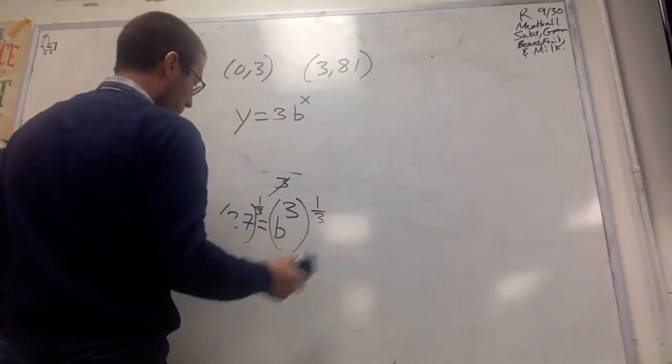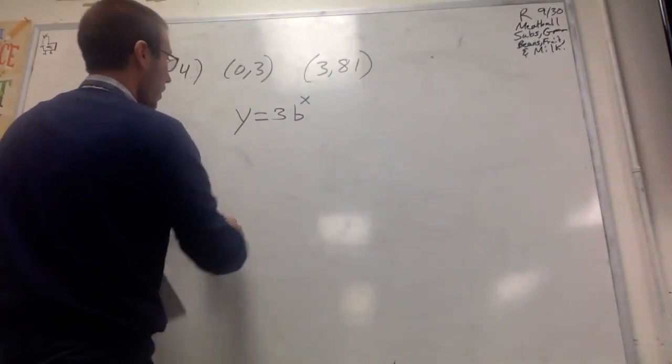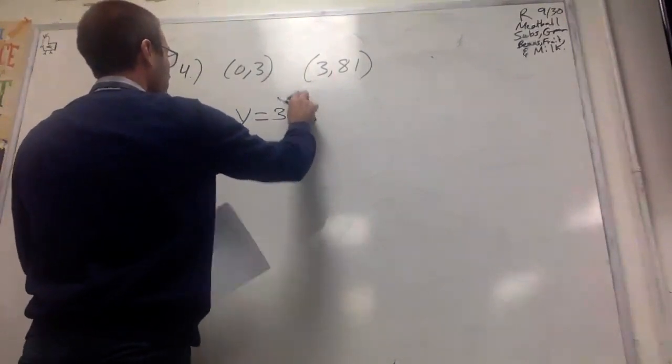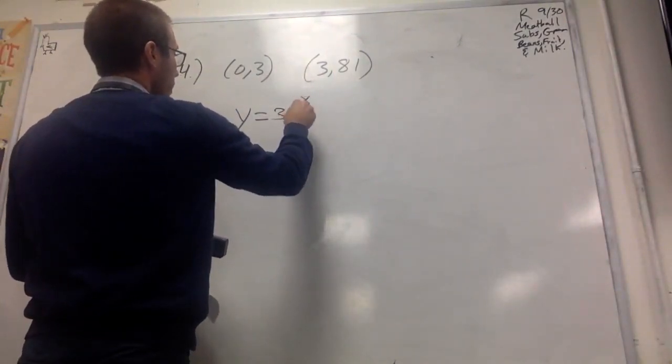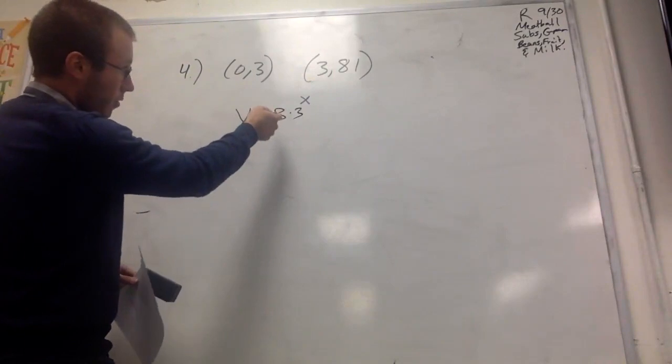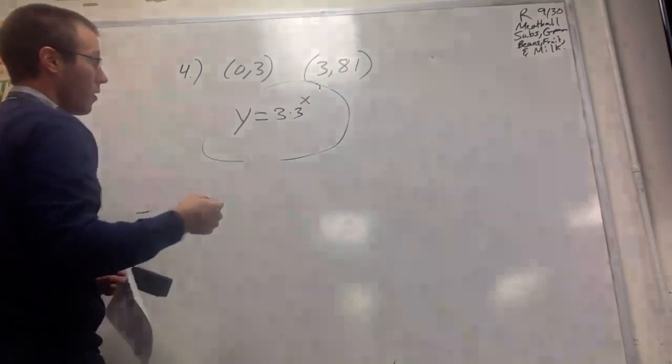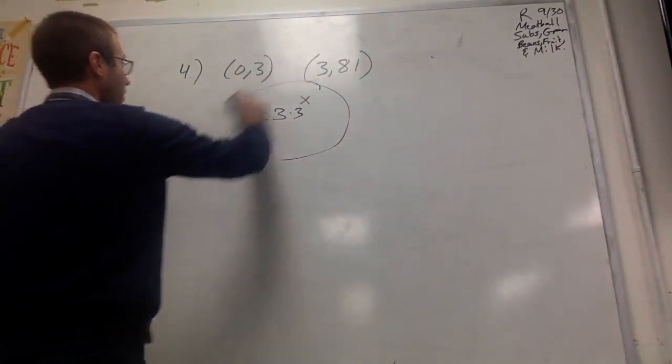So yeah, b ended up being 3. So right here, b should be 3. So that's your answer right there, because that's what it's looking for. So b is 3 right there.